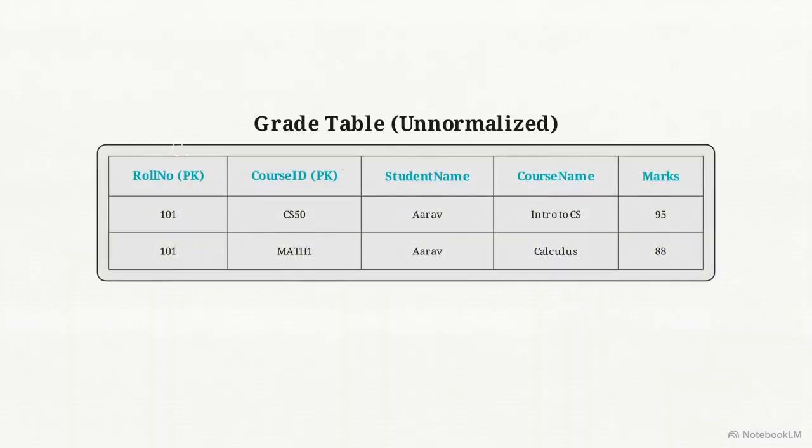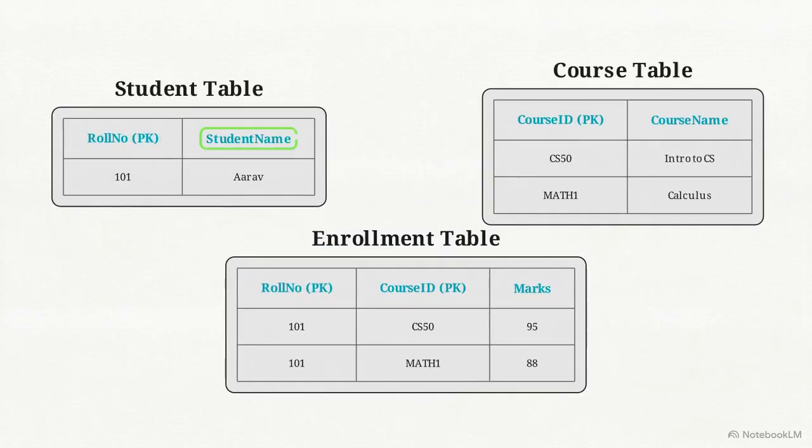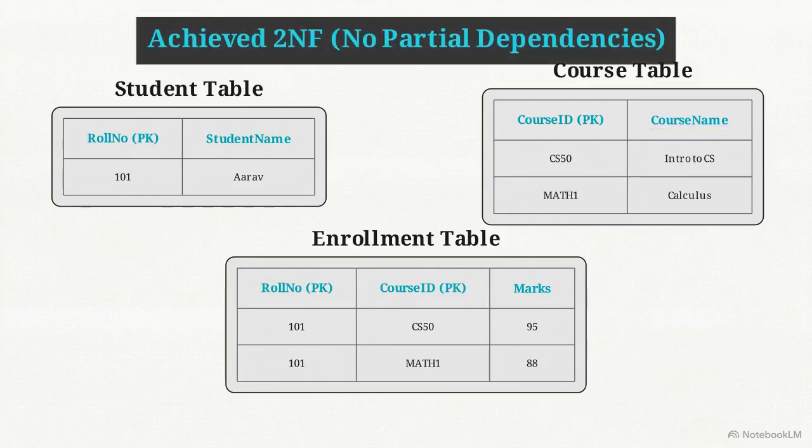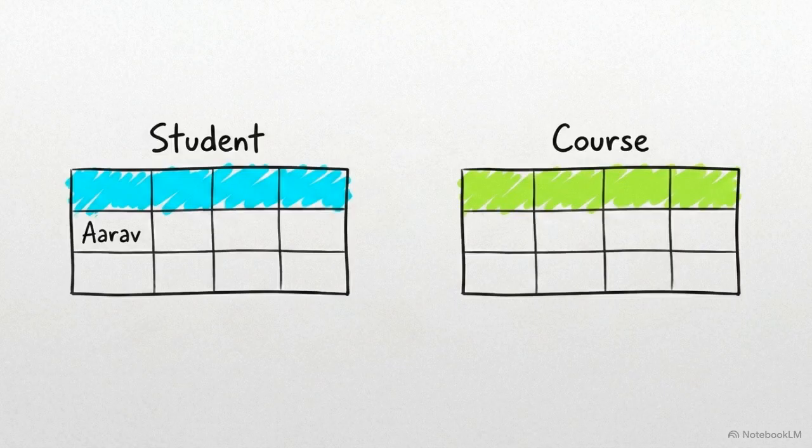For second normal form, non-key attributes must depend on the whole primary key. Here, the student name repeats because it depends only on roll number, a partial dependency. To fix this, we move offending attributes into distinct tables, student name to a student table, course name to a course table. This reorganization ensures that a student's name is stored in only one place. By removing partial dependencies, we ensure the data is non-redundant.